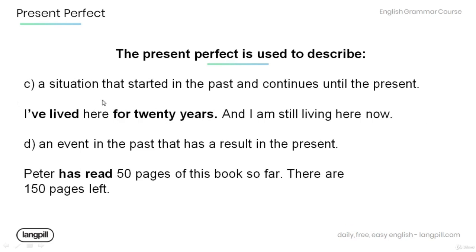C. A situation that started in the past and continues until the present. For example, I've lived here for 20 years and I'm still living here now. Continues until the present. D. An event in the past that has a result in the present. For example, Peter has read 50 pages of this book so far. There are 150 pages left.